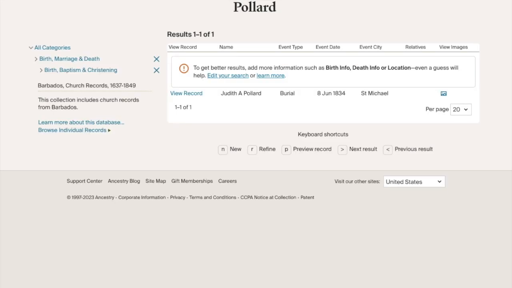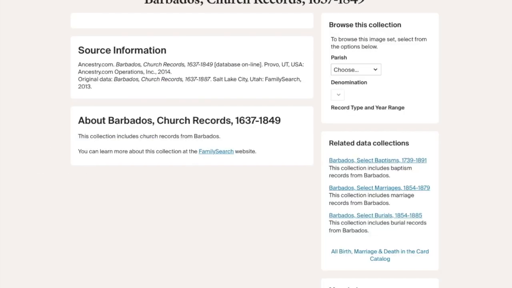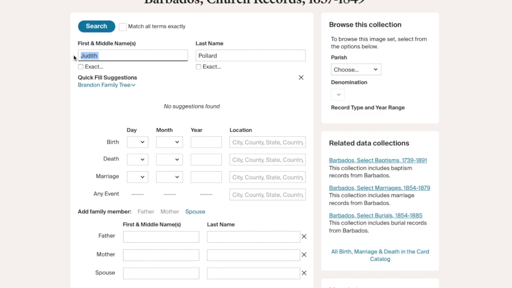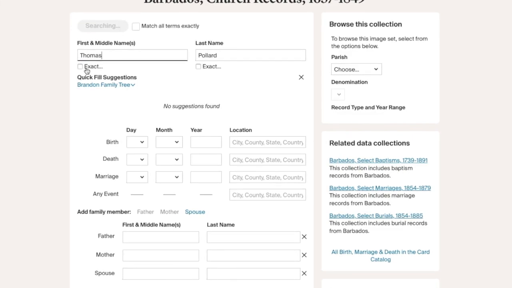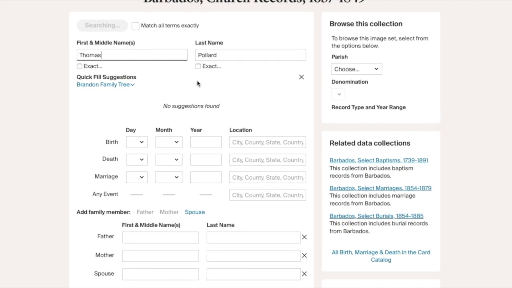So let's go back and see if we can find out something else, a different Judith who might have been married to him. So let's go back and search for that Thomas Pollard. Again, this is going to seem like a wild goose chase. In the Barbados church records, it's searching.